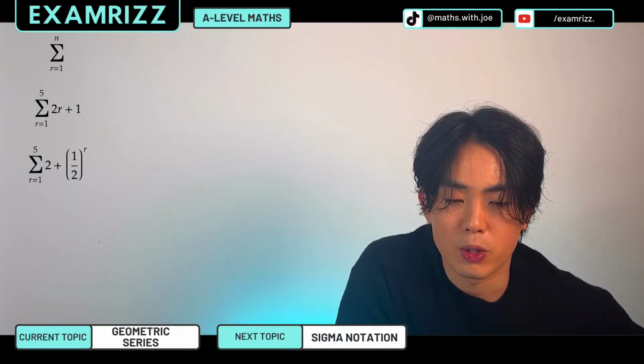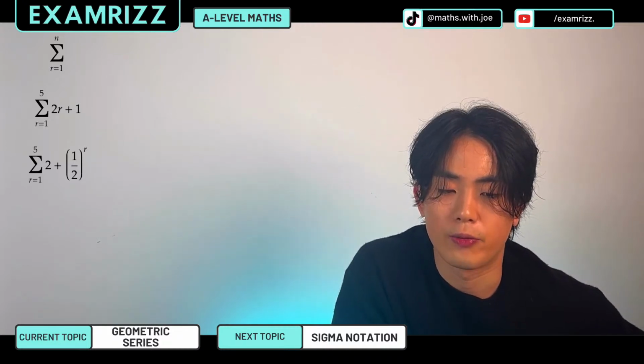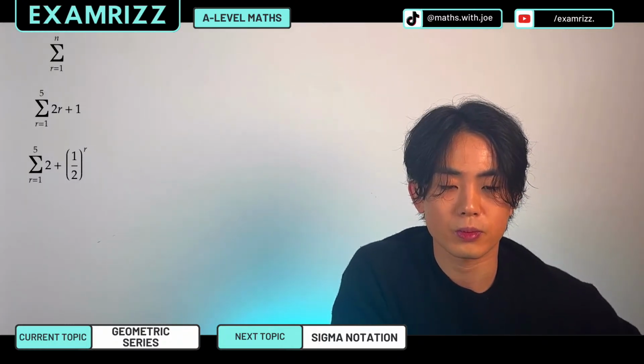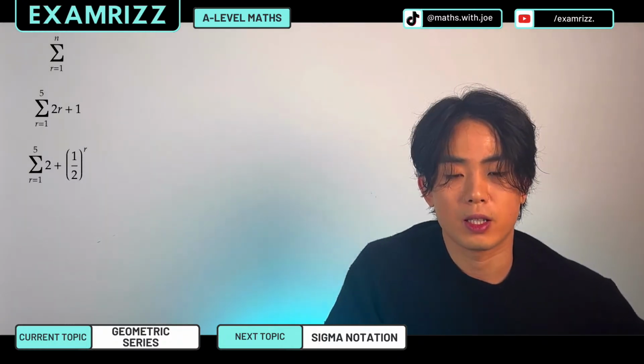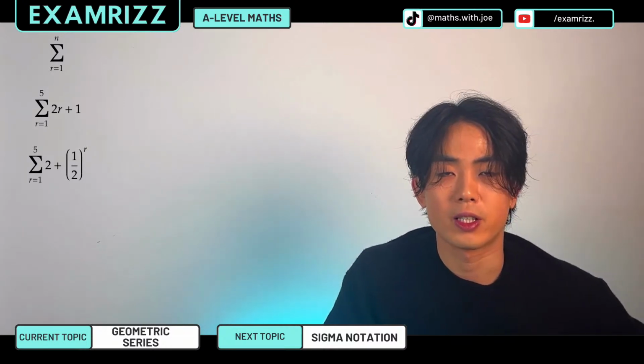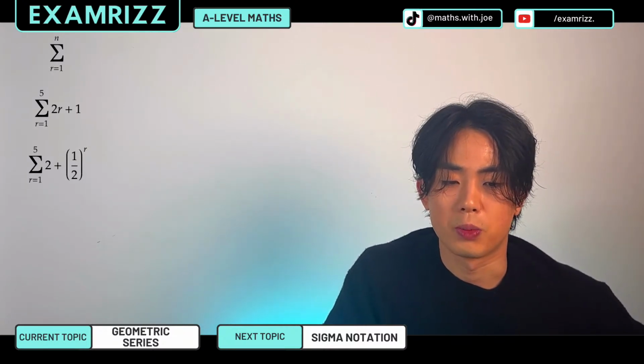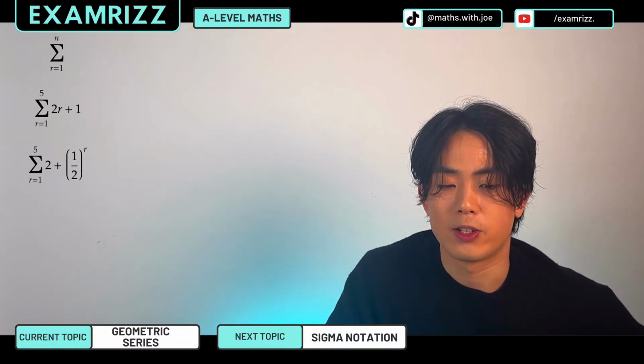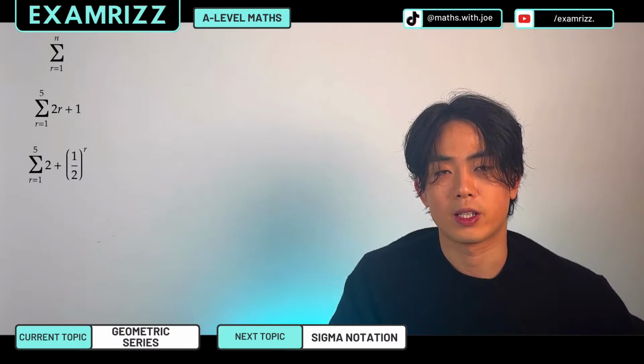So this one here, basically we're summing up from the first term r is 1 to the 5th term, and this here will define each term within the sequence. Now, because we've learned the arithmetic and geometric series, most of these summation formulas will be based upon the arithmetic and geometric series, so you can use the formulas that we've learned.